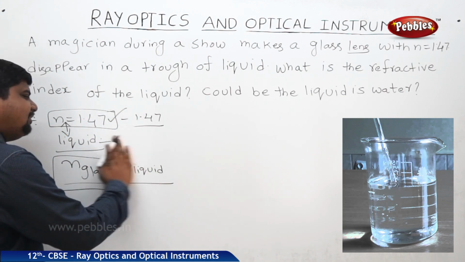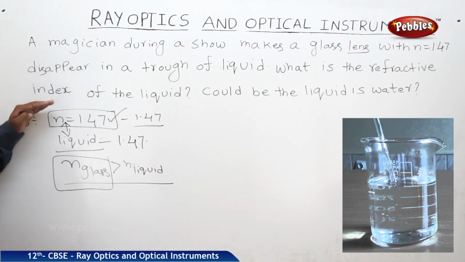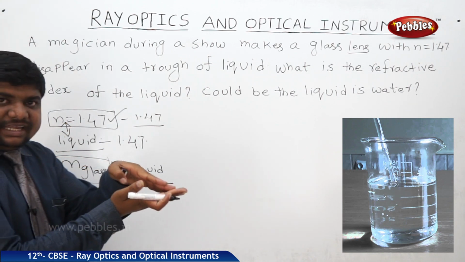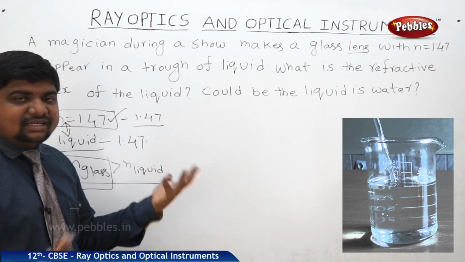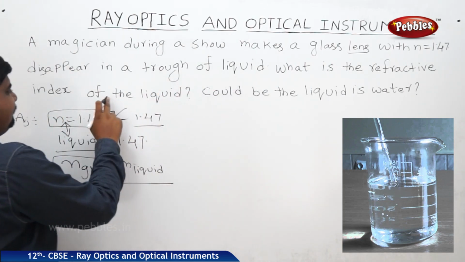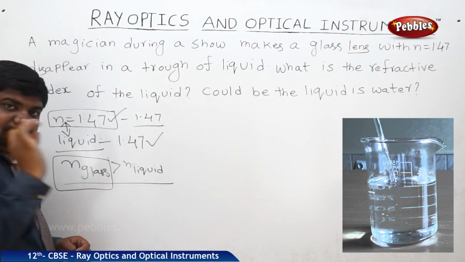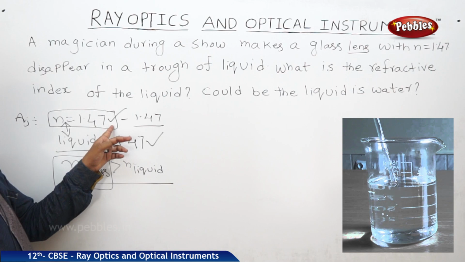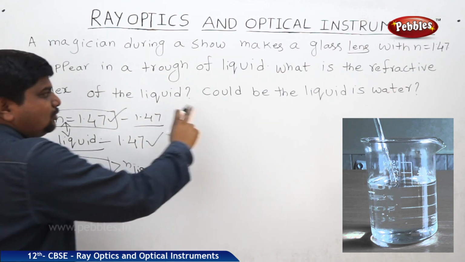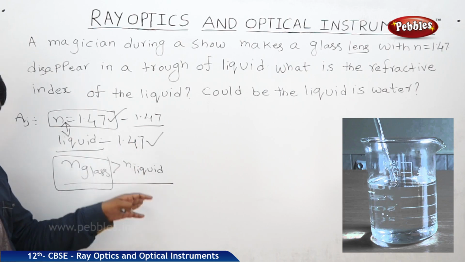Whenever the liquid's refractive index is 1.47, only then does this whole arrangement, the glass plus liquid, act like a plane sheet. That means the glass won't appear. So the refractive index of the liquid must be 1.47 for the disappearance of the glass. Could the liquid be water? No. Water's refractive index is less than this one.